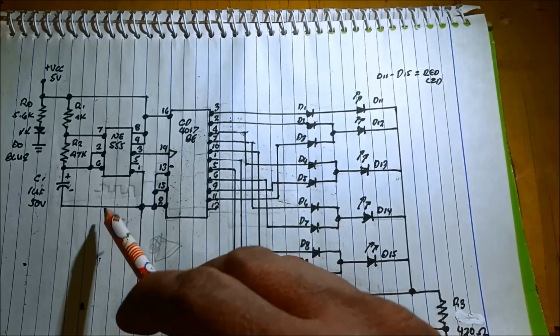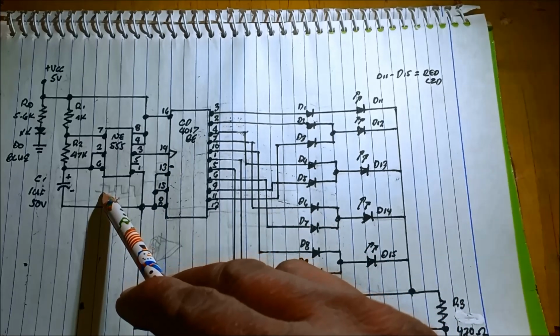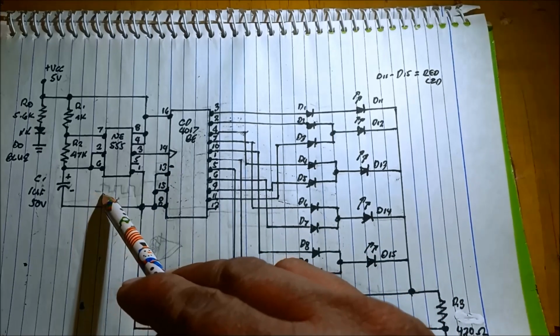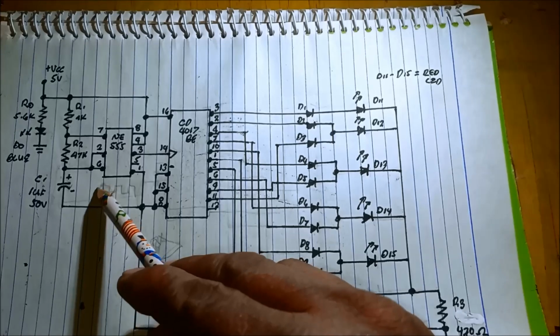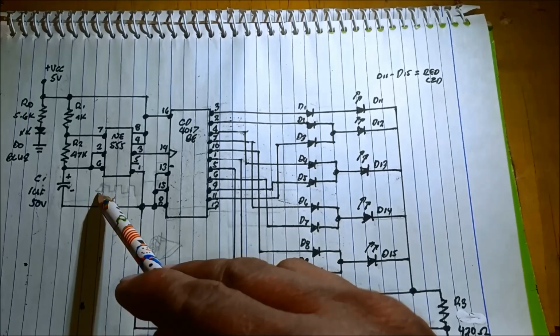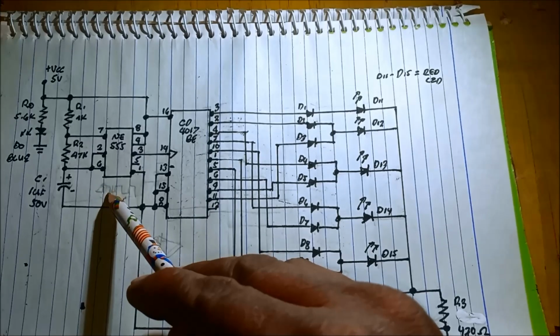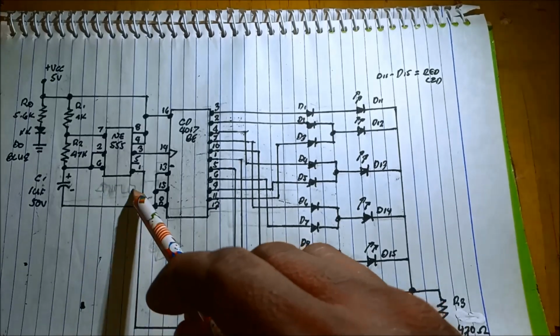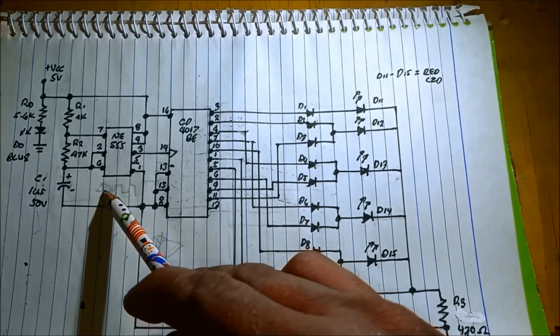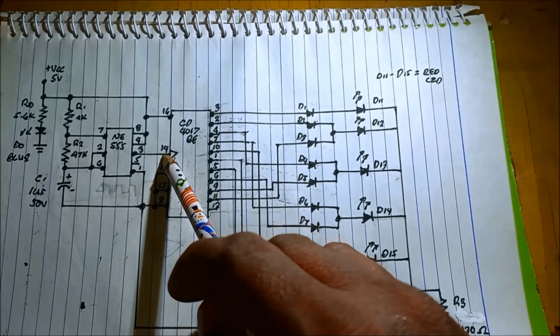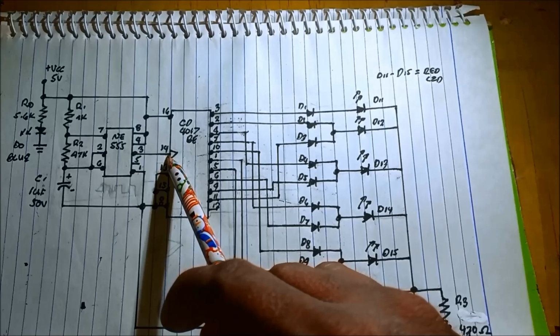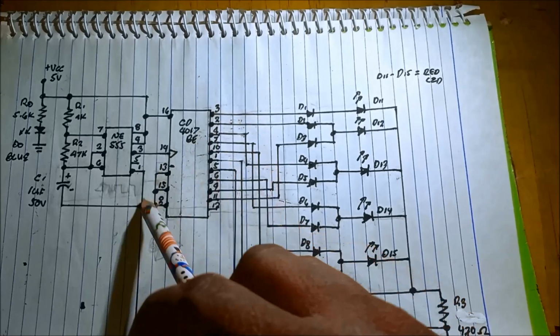When I say positive edge triggering pulse, positive, upward, or the positive edge, and then the negative, down, that is the negative triggering. Upon the positive triggering of the pulse, it will produce an output.